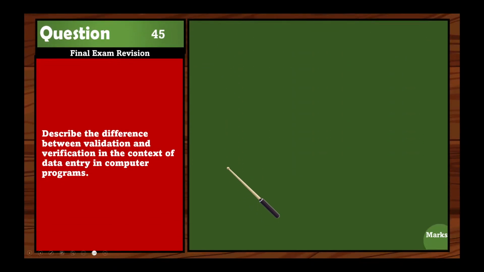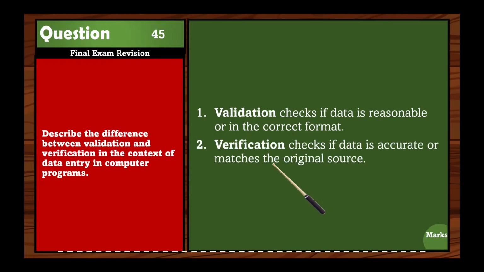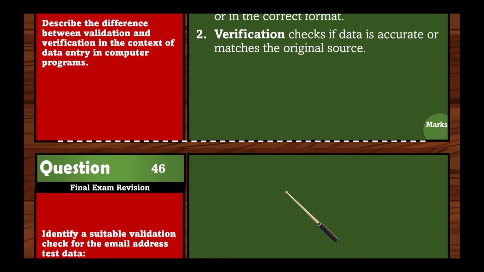Question 45. Describe the difference between validation and verification in the context of data entry in computer programs. Okay, so the difference. Again, I think this question we have already discussed, but let's see what the answer is here. So validation checks if the data is reasonable or in the correct format. Number 2, verification checks if the data is accurate or matches the original source. Okay, so that's the difference between validation and verification.